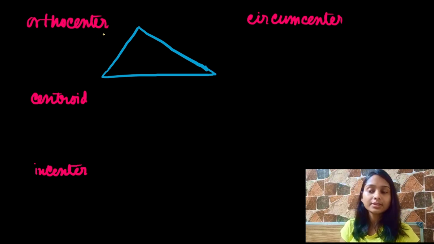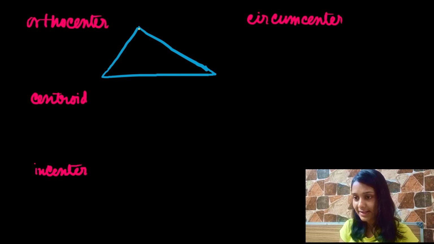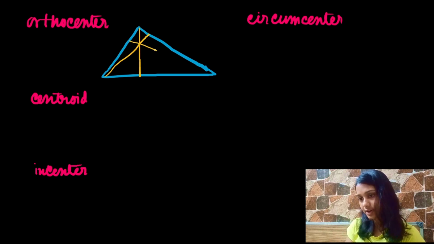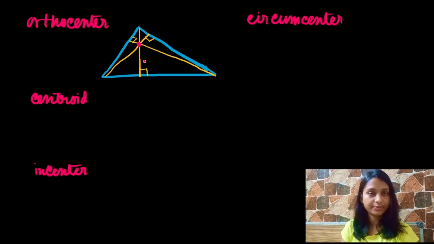So orthocenter means the intersection point of all the altitudes. So these heights, if we draw the height from here and also the height from here and also the height from here, the altitudes, these mean this is perpendicular, 90 degree, this is 90 degree, this is 90 degree. So this intersection point will be the orthocenter, the intersection of the altitudes.